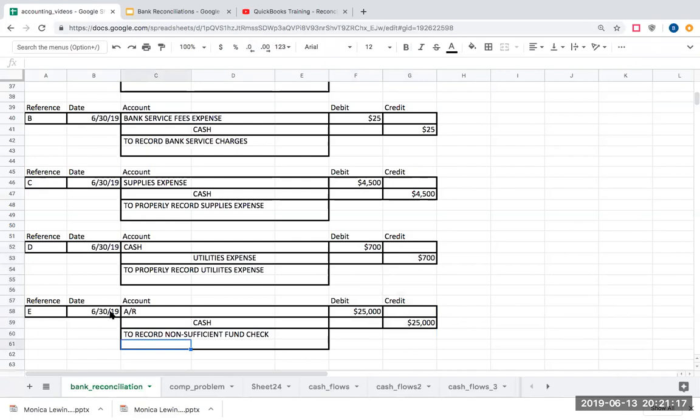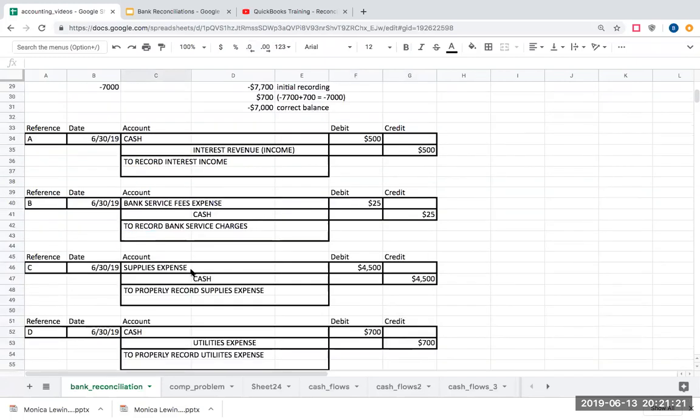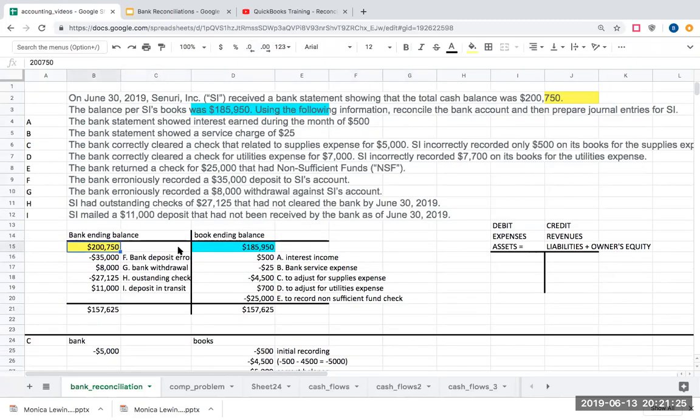Okay. So that is bank reconciliations. Again, every place does it differently. But again, you want to start over here by comparing the bank to the book ending balance.